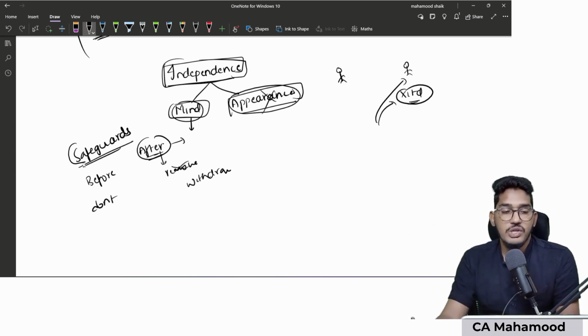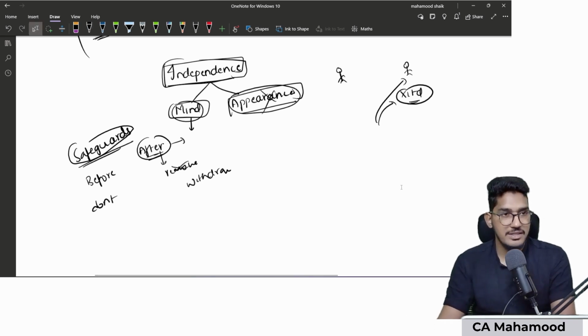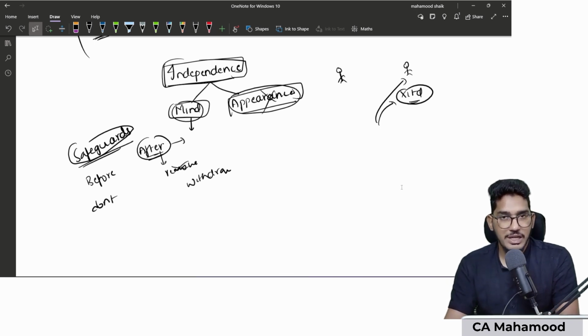So like this, there are some general safeguards which an auditor needs to follow to protect his independence. Before accepting the audit, check whether you have any danger. If yes, remove that danger. If you are unable to remove that danger to independence, don't accept the audit at all. After accepting the audit, if any threat arises, if possible, try to remove it. If you are unable to remove it, then withdraw from the audit. Clear? So these are the safeguards to independence.